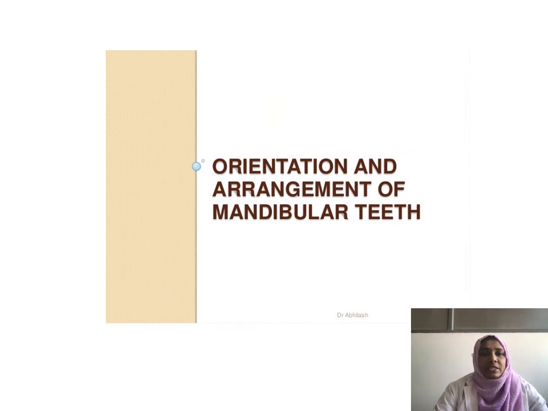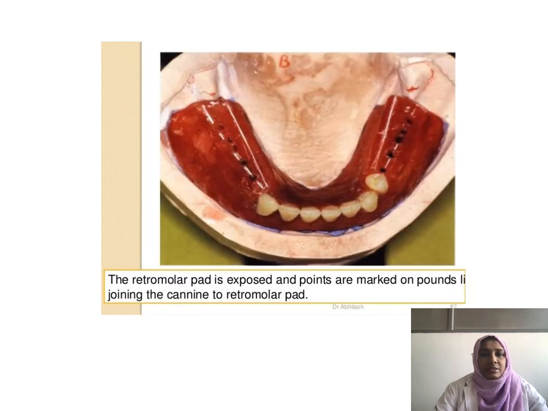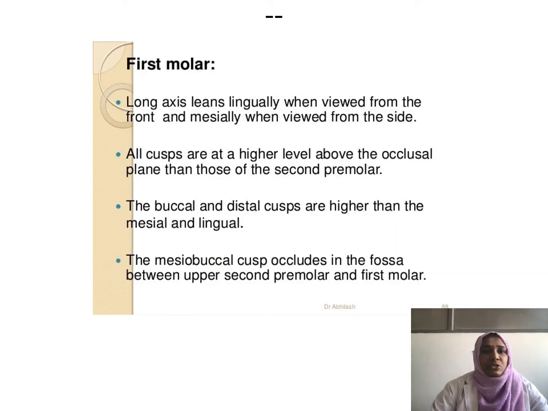And coming to the orientation and the arrangement of the mandibular teeth, this is how we will draw a line from the retromolar pad, from the canine to the posterior end of the mandible. And first we need to arrange the first molar.